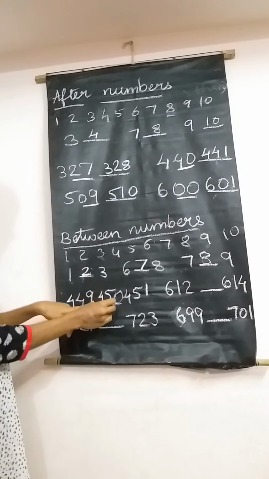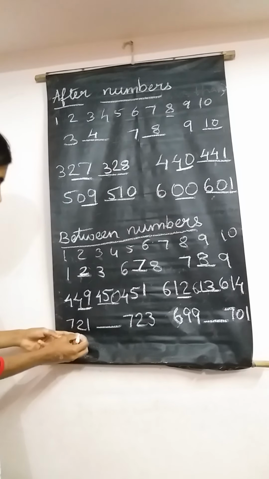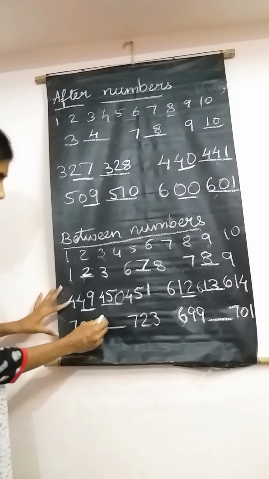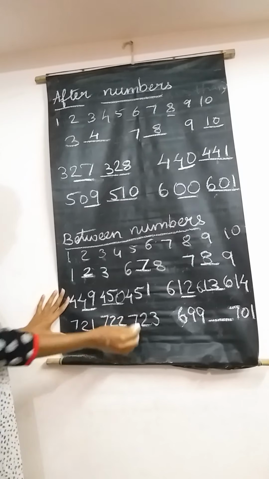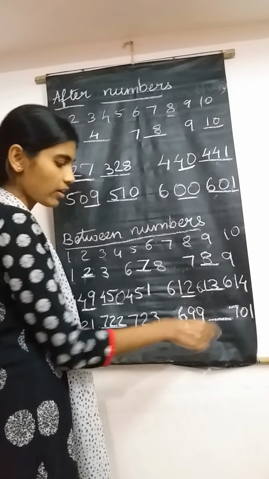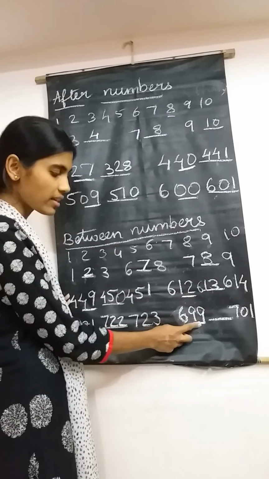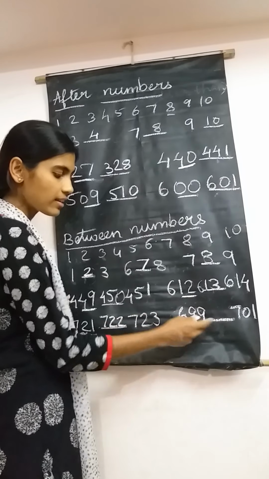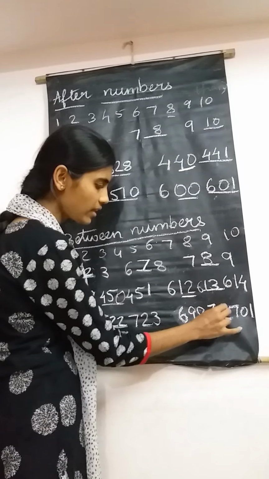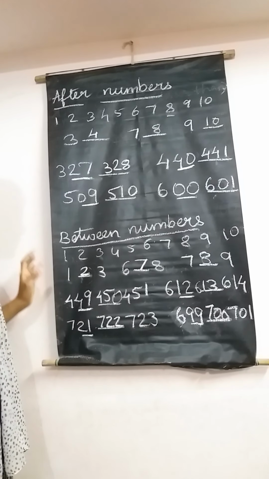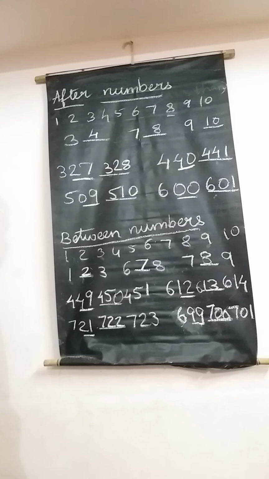Next, 612. Underline this. 12 afterwards what? 13. Then write 613, then 614. Now here, underline 21. 21 afterwards what? 22. That is 722. Now 99 afterwards what? 100. So 699 is here, so 600 will become 700. So this is the way we should solve the between numbers. If you have followed this, children, let us begin the exercise.